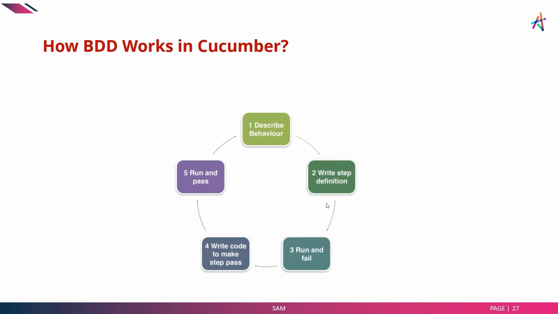So the very important item that we have to remember when we work on any BDD or TDD approach: first, we write a test and make it fail, and then refactor the code and make it pass, right? That's the approach that we have to follow in BDD or TDD. That's what we are going to do with the help of the Cucumber tool.